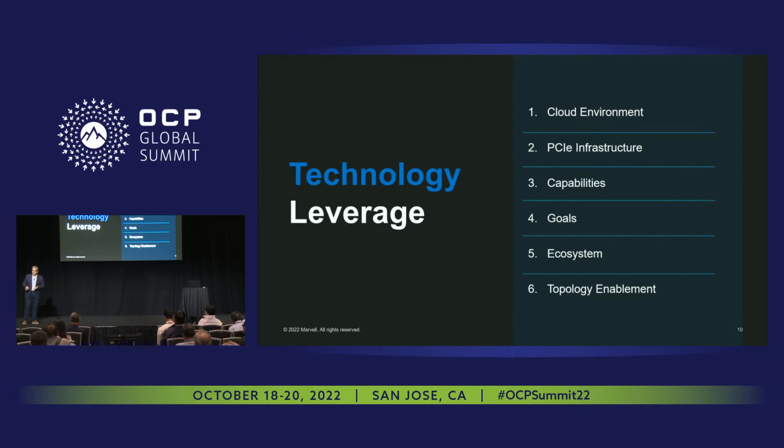So let's talk about the ecosystem. The ecosystem is composed of the industry itself, which is the customers, the vendors, the standard bodies, as well as the open initiatives. And last is topology and enablement, all the way from a standalone server to a composable infrastructure that can handle all the different types of applications that are out there.